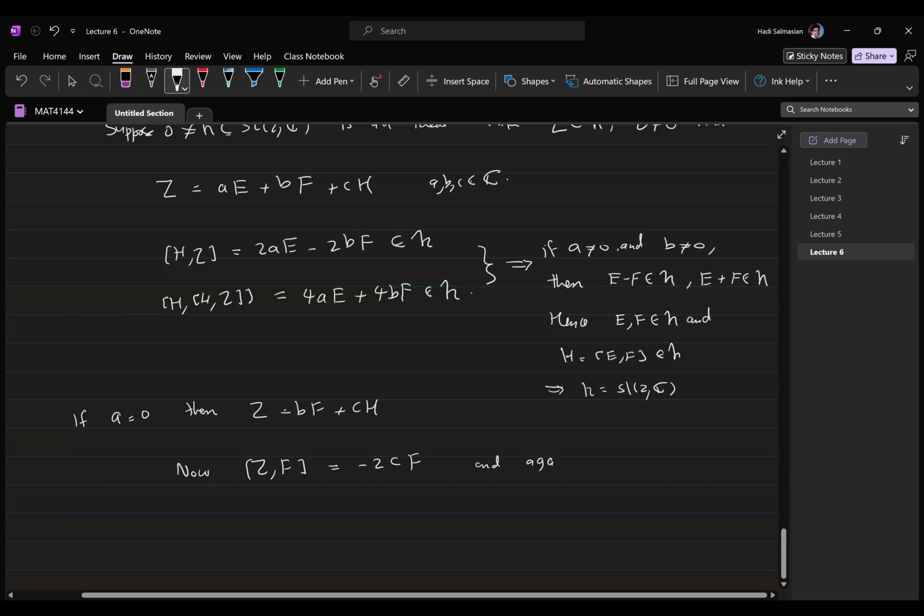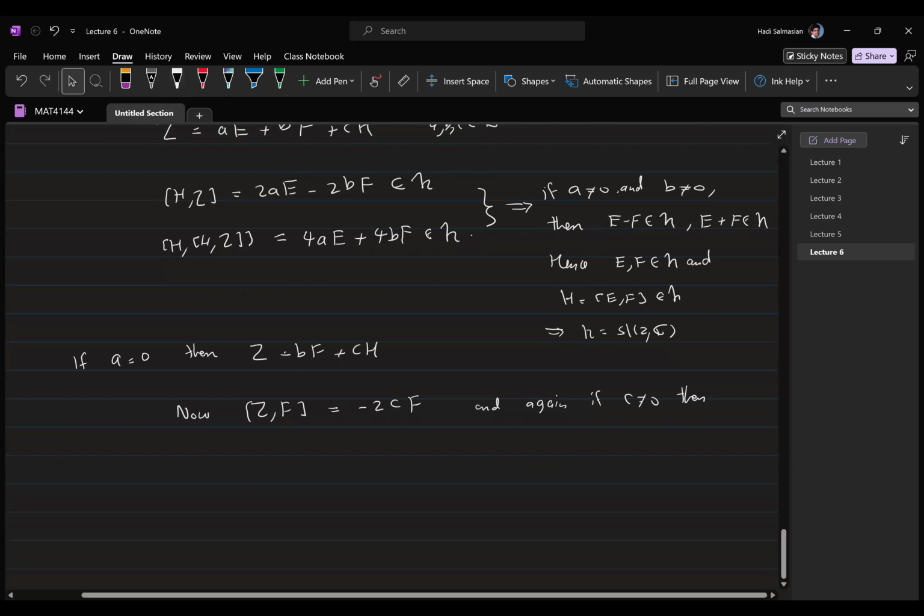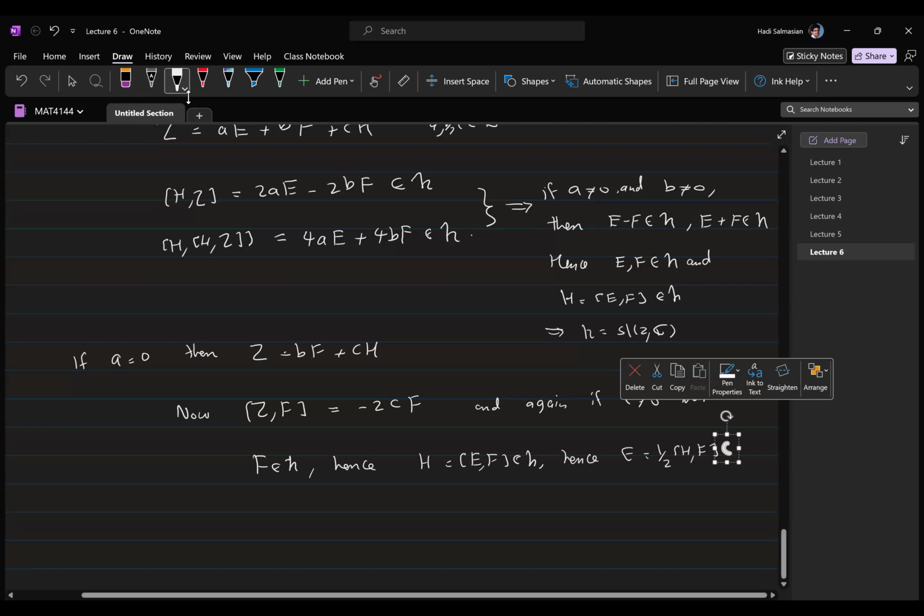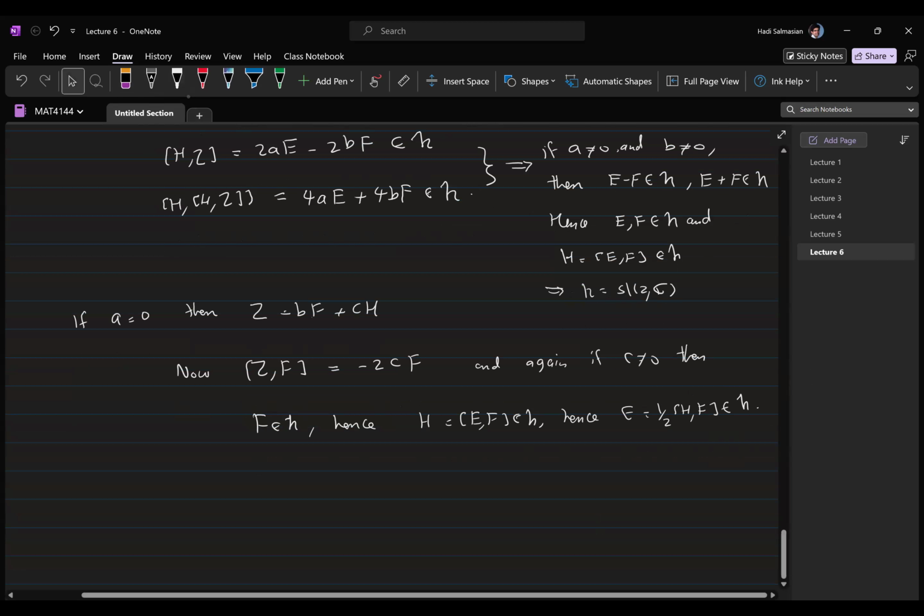And again, if C is non-zero, then what we have is that F belongs to H. Hence, H itself, which is EF, is also in H. Hence, E, which is EH, or HE, divided by 2, is in H. And again, we have proof that H equals SL2C.